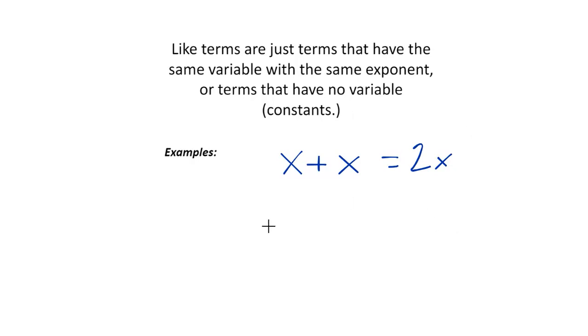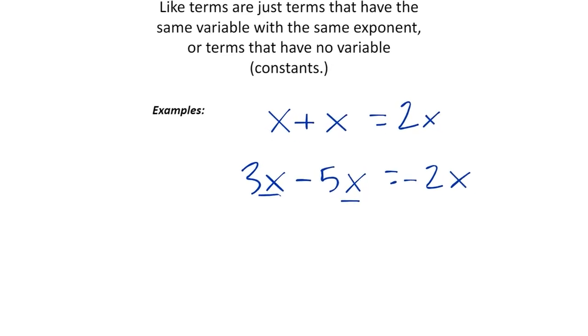Let's say we had 3x minus 5x. Again, if I look, the x's are the same. The exponents are the same because there's just a 1 there that is invisible. 3x minus 5x would give me negative 2x.